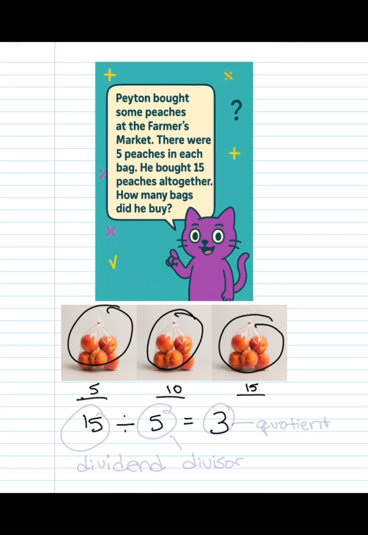And when you're doing a division problem, we need to know some terminology. So the number that you're dividing into is called the dividend. The number you divide by, so we divided by 5, that's the divisor. And the answer, which in this case was 3, is called the quotient.